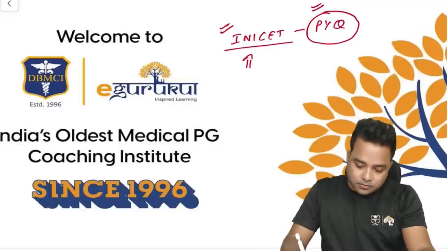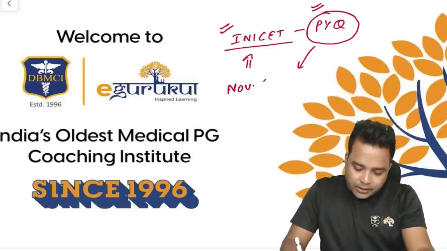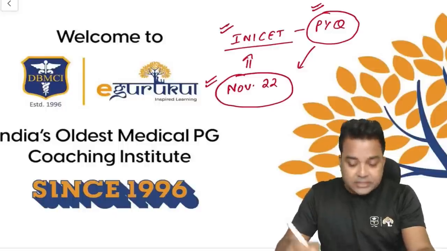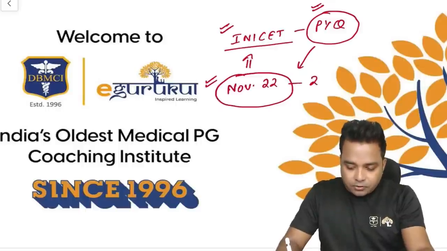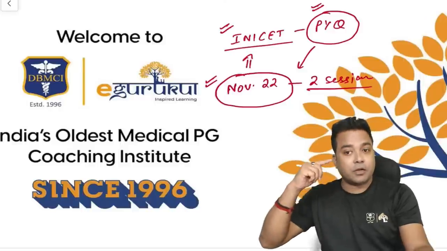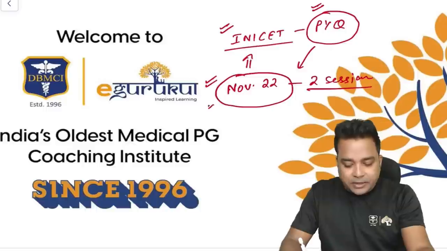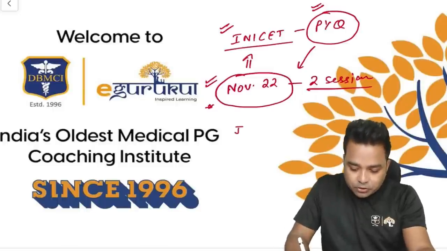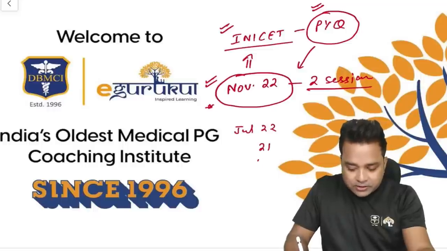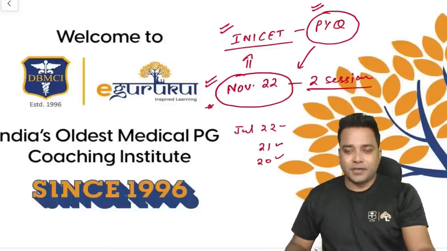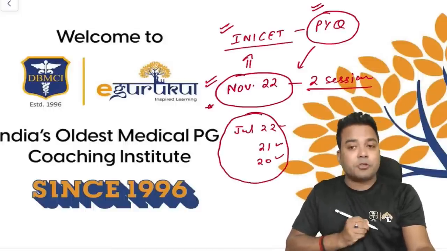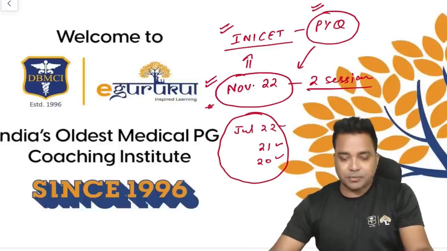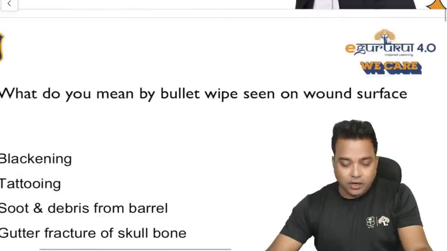So PYQs, coming to PYQs, November 2022 discussion has already been done. That is available on the DBMCI YouTube channel. I will not be wasting time on those questions. November 2022 had two sessions, correct na? The number of questions you will see will be around 20 to 22. If needed, in the end, I will summarize quickly the question answers of November 2022. Other than November 2022, I will be covering your July 22, then 21 both the sessions, 20 both the sessions. This is my target. And believe me, you will see almost more than 90% of the questions from today's session, at least the topics and the areas will be there. It is such a predictable paper. So without wasting any further time, let us start with question number one. We are good to go.